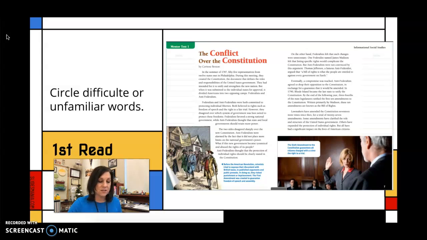Lawmakers have amended the Constitution 17 more times since then, for a total of 27 amendments. Some amendments have clarified the role and structure of the United States government, but all have had a significant impact on the lives of American citizens.